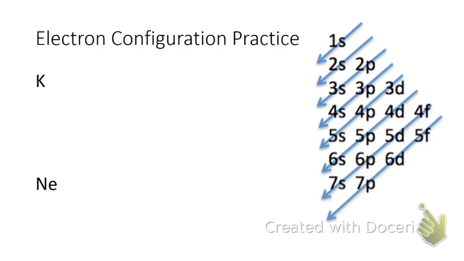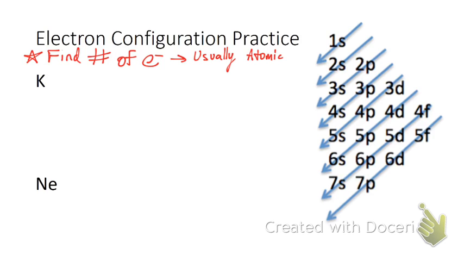Let's do a few examples with two elements. So I have potassium and I have neon. The very first thing we need to do is find the number of electrons, because that is what we're showing in these numbers. So the number of electrons is usually the atomic number, but not always. So be careful there. For right now, it's our atomic number.